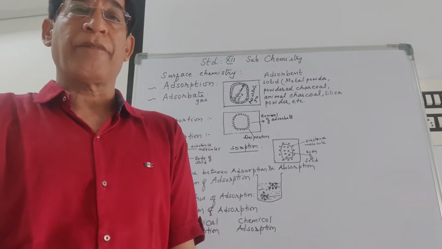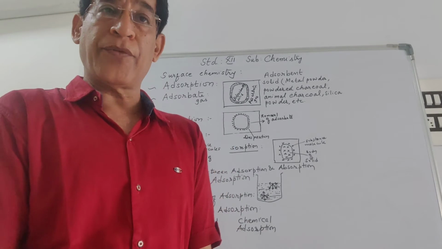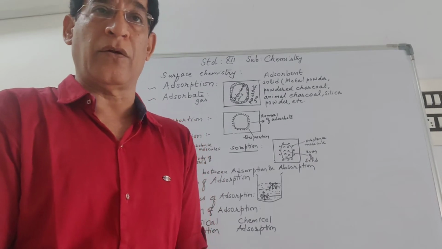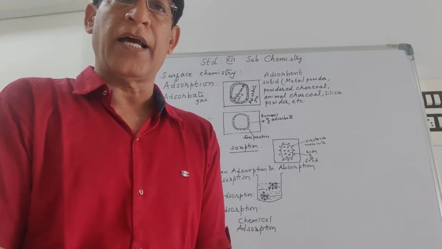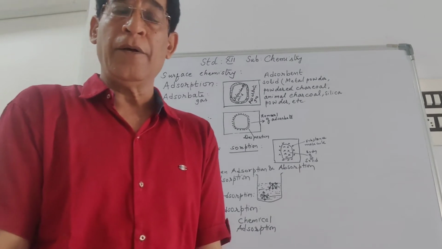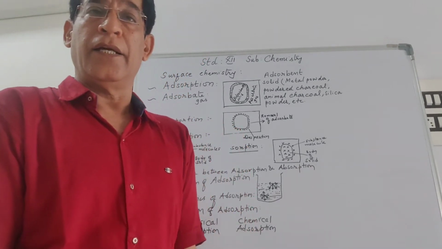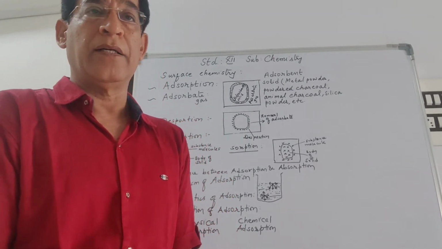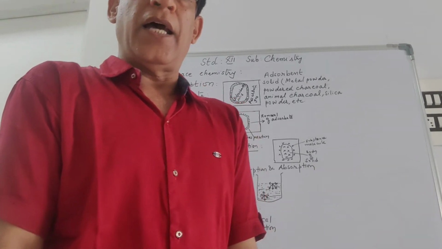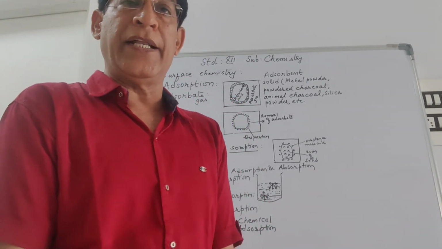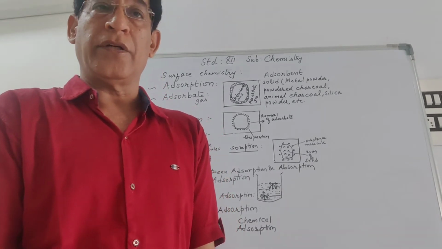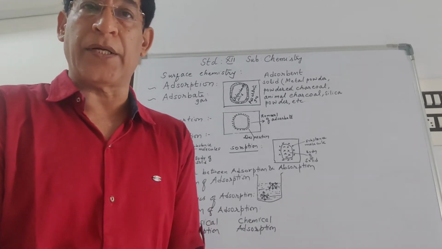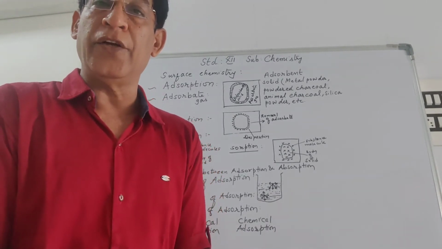Third difference, in adsorption, the concentration of the adsorbed molecules is always greater at the surface than in the bulk phase. But on the other side, in absorption, the concentration is uniform. Adsorption is rapid in the beginning and slows down to attain equilibrium, while absorption occurs at a uniform rate.